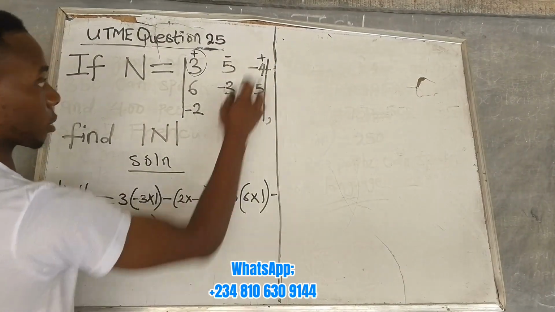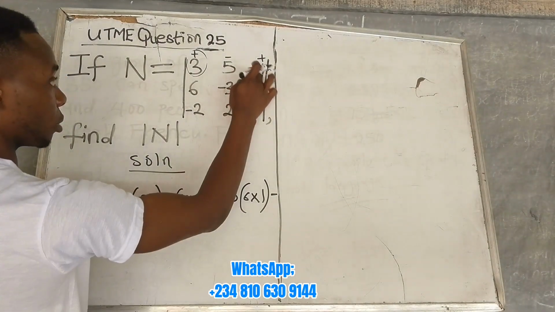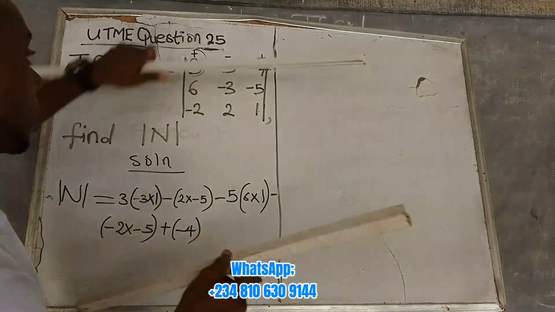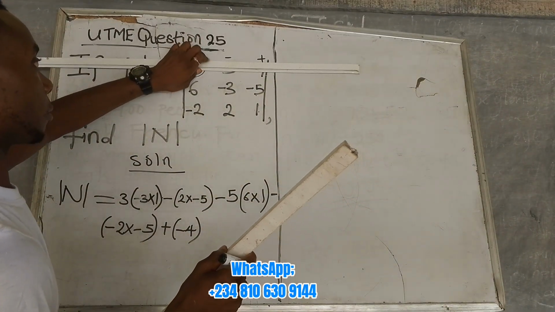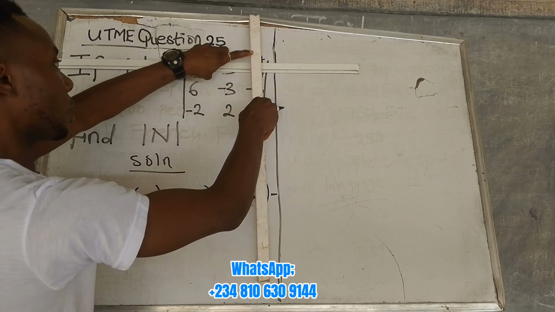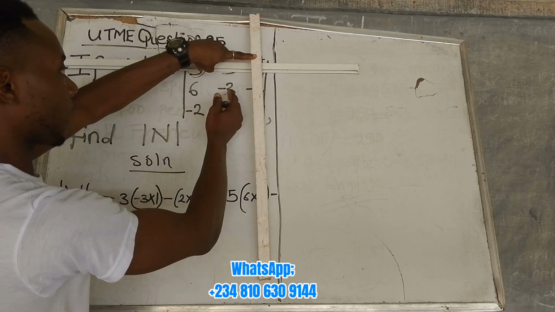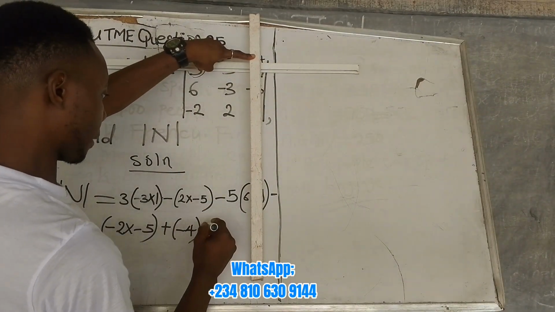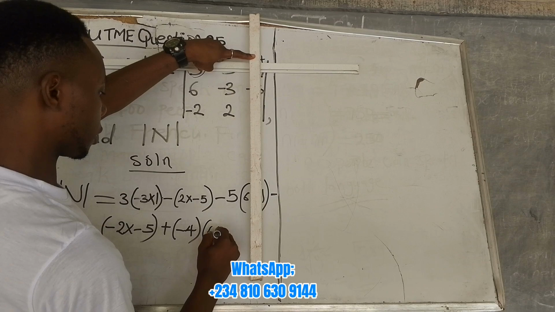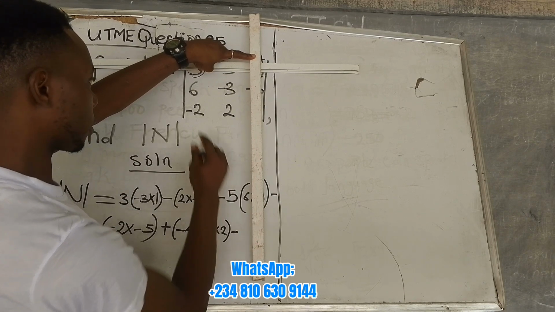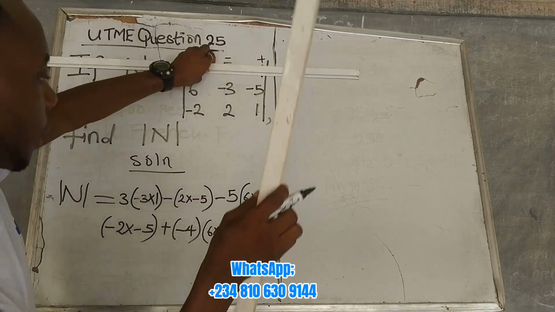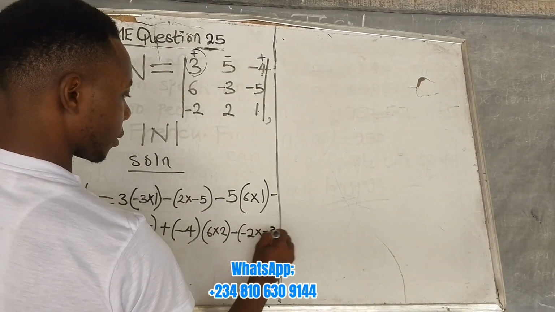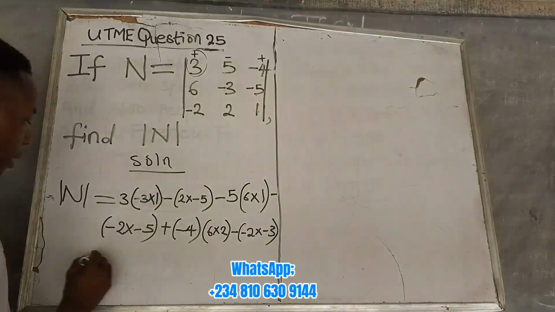So you say plus. You write the plus first. You open a bracket before you put this minus 4. Are you following? Hope you're following. Then you cover the row where this 4 is located, and then cover the column where this 4 is located. So what you have left is 6, minus 3, and then minus 2 and 2. So you have multiplied by 6 times 2 minus 2 times minus 3. You expand this step by step.